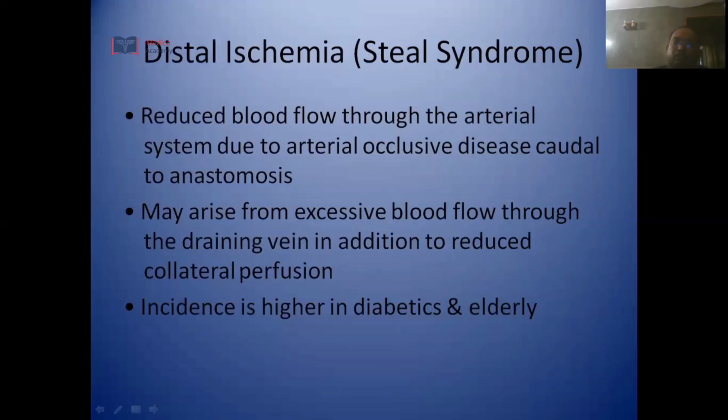There is a very important phenomenon called steal syndrome, where there is reduced blood flow through the arterial system due to arterial occlusive disease close to the anastomosis. This may arise from excessive blood flow through the draining vein in addition to reduced collateral perfusion. The incidence is higher in diabetic and elderly patients.